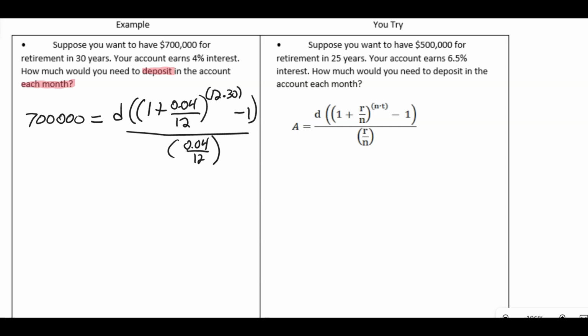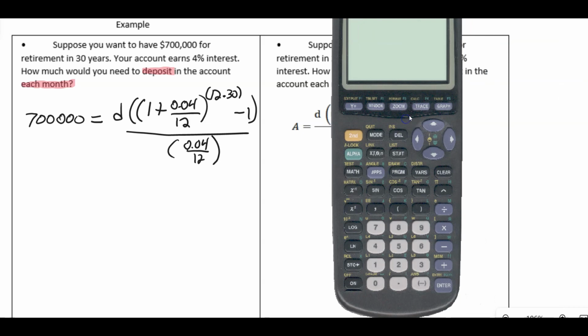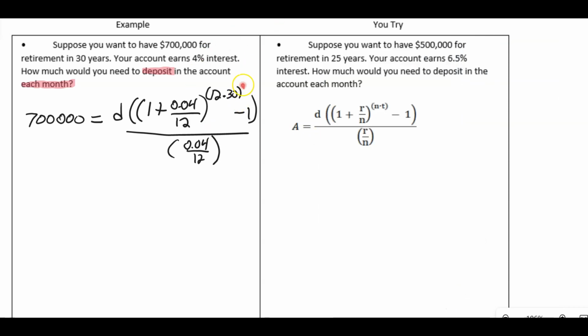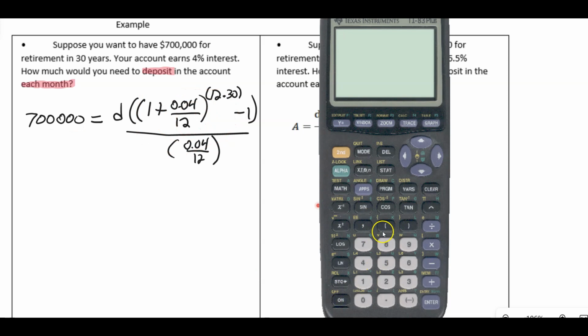Let's take a look at the calculator and see what it tells us. So I'm going to work the right side of this out. All of this. And once I get that number computed, then I'm going to divide that number to the other side, and I'm going to do 700,000 divided by whatever that number is. That's the plan.